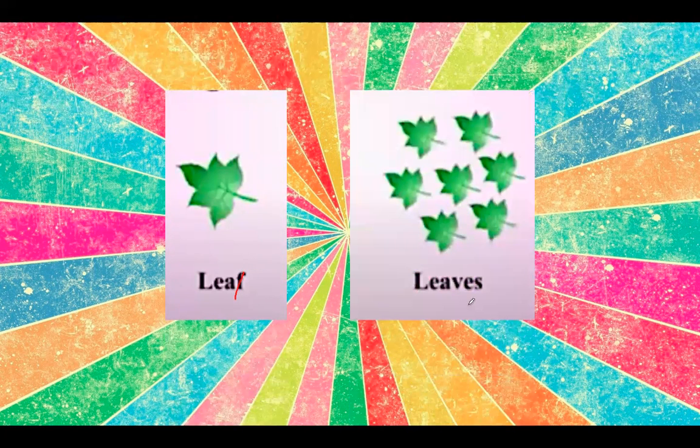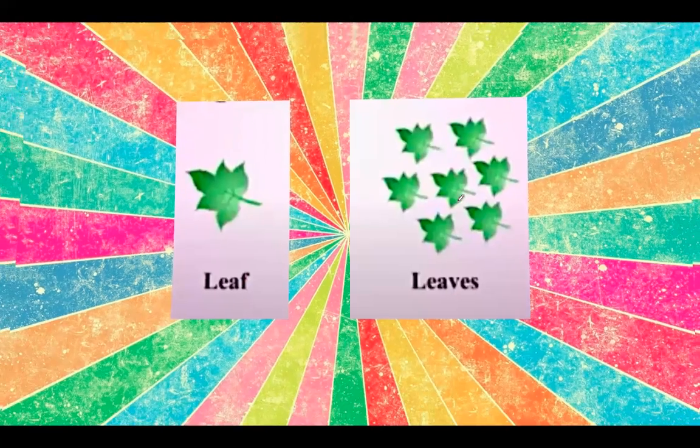Leaf, again we'll cut F and we'll write VES: leaves. Okay, so these were the 4 rules of changing singular into plural. The first rule was to just add S to make a plural. Rule number 2 was to put ES in the singular to change it into plural. Number 3 was to put IES in place of Y, and number 4 rule was to put VES in place of F or FE. So these were the 4 rules of changing a singular into plural.